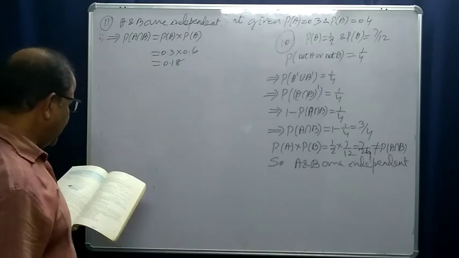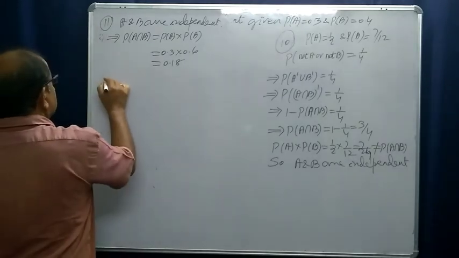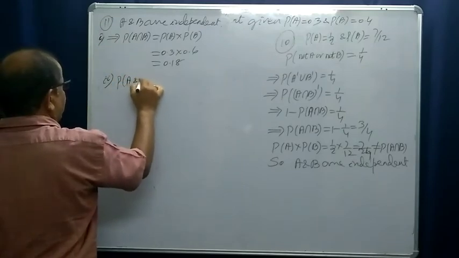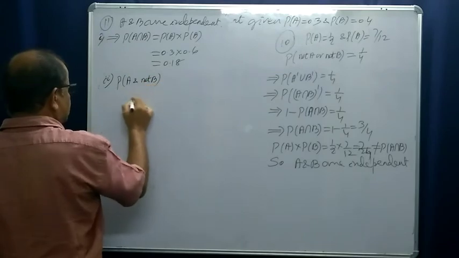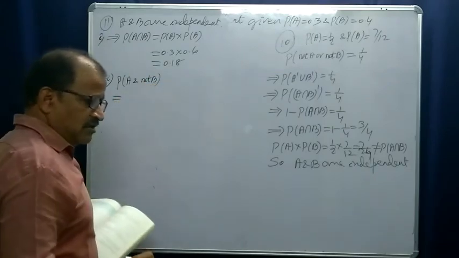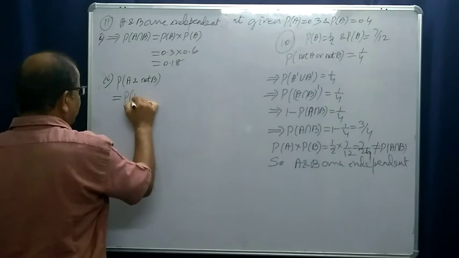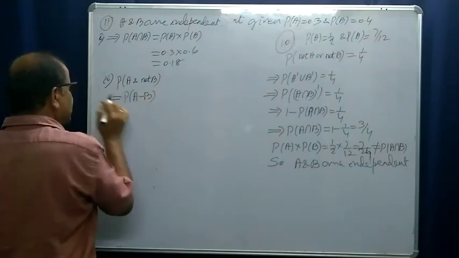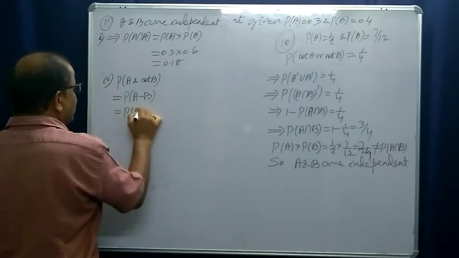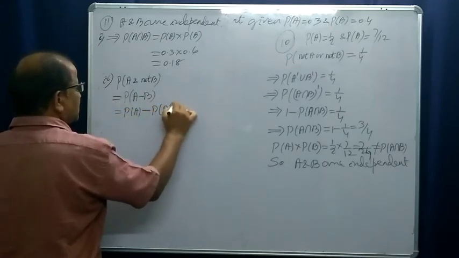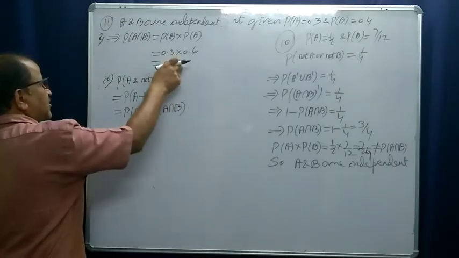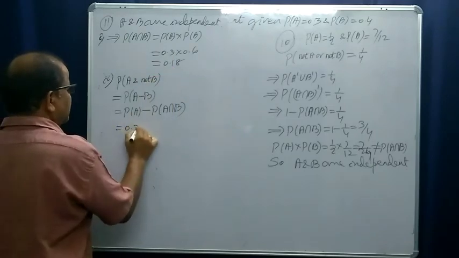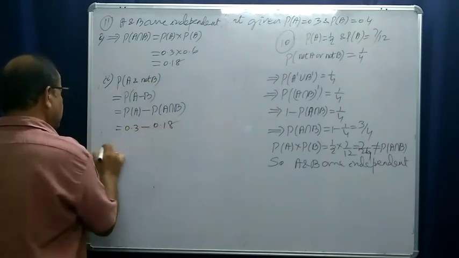Second, probability of A and not B. What does it mean? That means it is probability of A difference B. A difference B is equal to probability of A minus probability of A intersection B. We have already obtained A intersection B, and probability of A is given 0.3, so that is 0.3 minus 0.18.